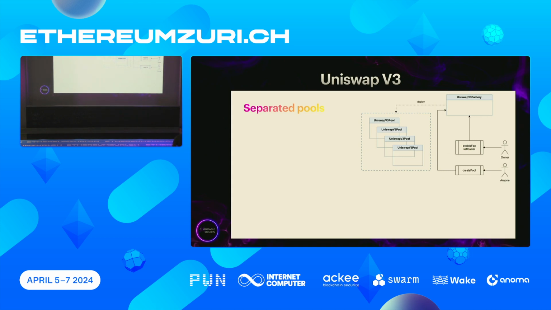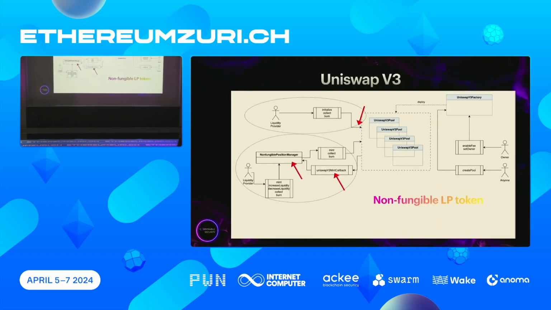So let's look at the architecture of V3. You've got this factory that allows you to deploy new pools. Each pool is actually a separate contract, and then you, as the liquidity provider, can call some functions directly on the pools, but usually you will use those contracts that are your helpers. So in this example, for a liquidity provider, you have the non-fungible position manager. This is a contract by Uniswap Labs that will allow you to add liquidity or remove liquidity.